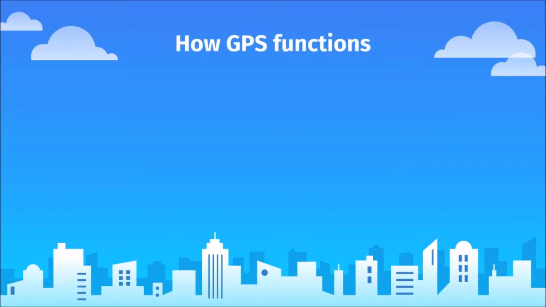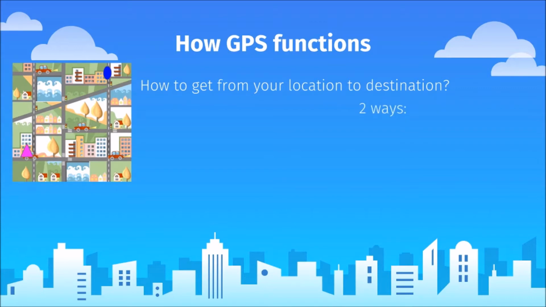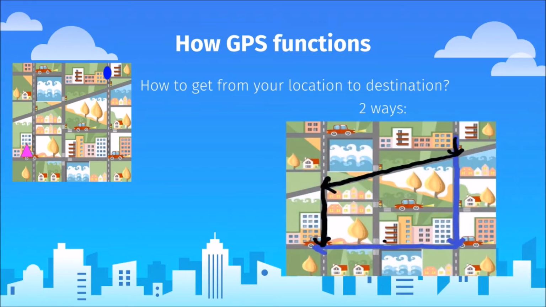Now, to understand how vectors are used for GPS, I'll use this example. Let's say you are the blue dot, and you want to get to your destination, which is represented by the pink triangle. So how would you get to your destination? You might use your phone and go to Google Maps, let's say. And Google Maps might give you different routes to your location.